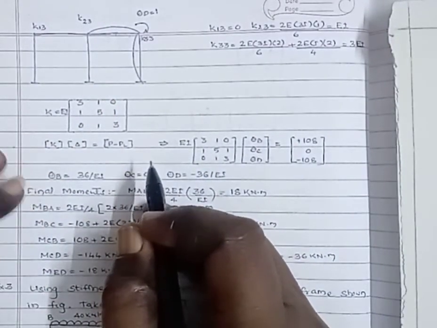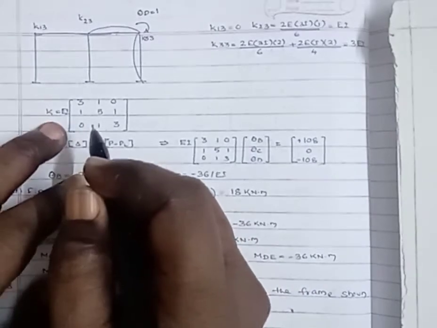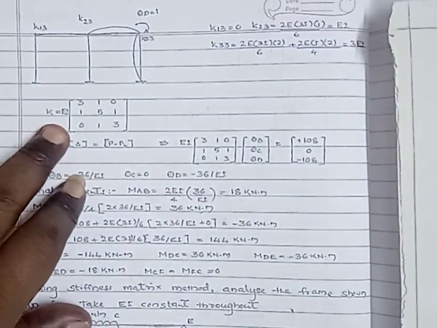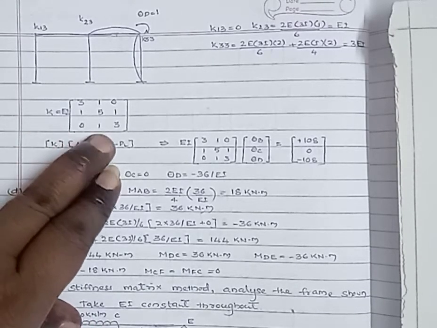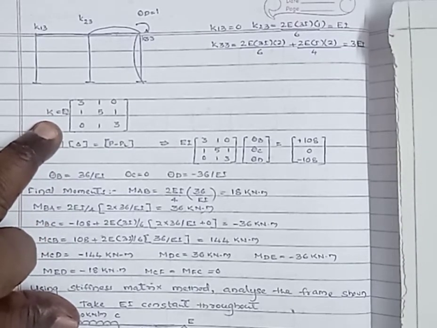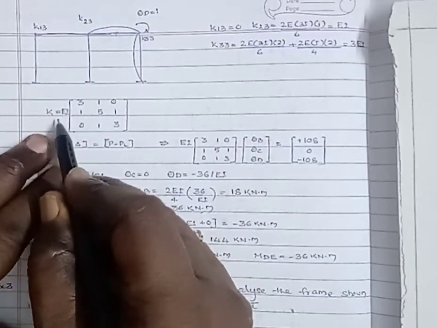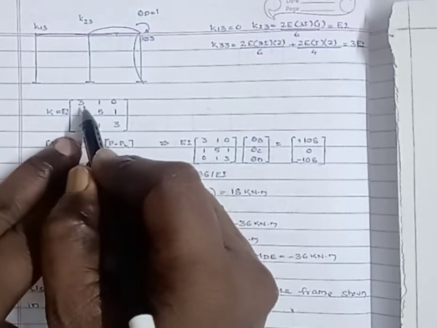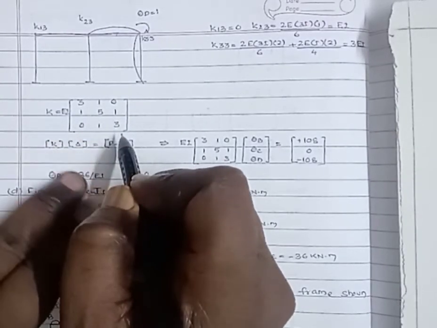Now we can write the stiffness matrix. The various elements are K11, K12, K13, K21, K22, K23, K31, K32, K33. Here, in all the elements, the flexural rigidity EI is common. Bring it outside. Hence, the stiffness matrix K is given by EI times the elements 3, 1, 0, 1, 5, 1, 0, 1, 3.